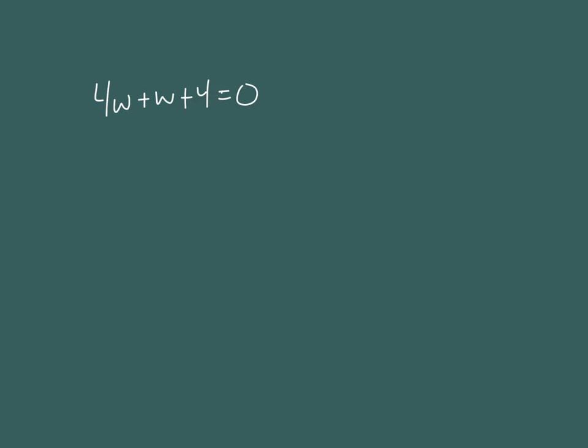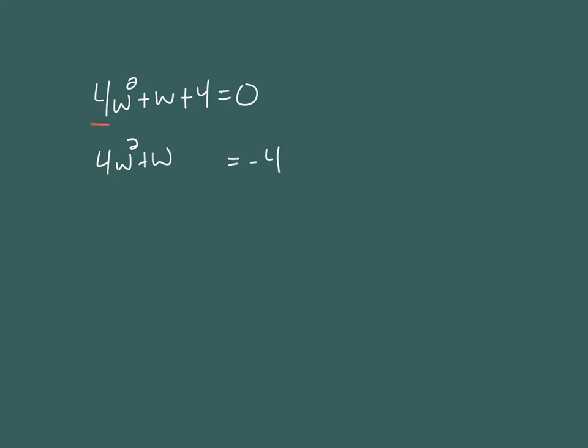Alright, we're being asked to solve this quadratic equation using the completing the square method. This is slightly more difficult because this lead coefficient here is not 1, and we'll take care of that in a second. The first thing I'm going to do, as I always do, is subtract away the constant coefficient to the other side of the equation. So I get 4w squared plus w equals negative 4.